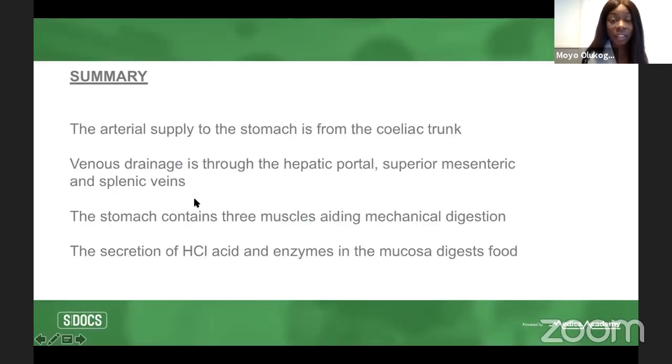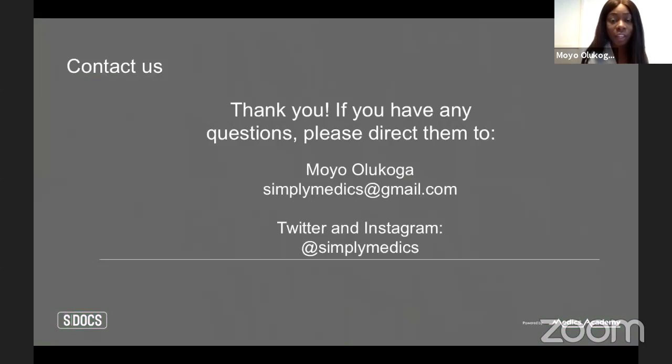This brings us to the end of this part. The arterial supply to the stomach is from the celiac trunk. The venous drainage is through the hepatic portal, superior mesenteric and splenic veins. The stomach contains 3 muscle layers, aiding mechanical digestion, and the secretion of hydrochloric acid and enzymes in the mucosa digests food. Thank you for listening.